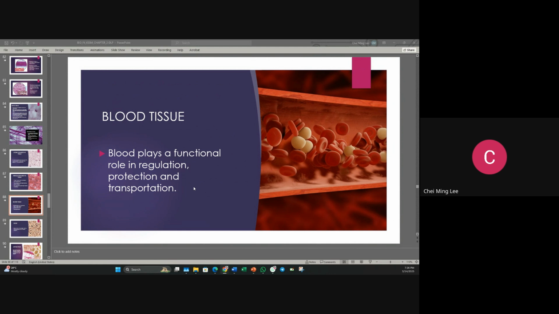Okay, for example, for regulation, blood brings hormone. For protection, it brings white blood cells which can fight against the pathogen. For transportation, it brings the nutrients. See, so does it directly get involved in transportation, protection, and regulation? No, but it's the essential part so that it can fulfill the function. That's why we say it's a functional role. Okay, all right, jot this down.